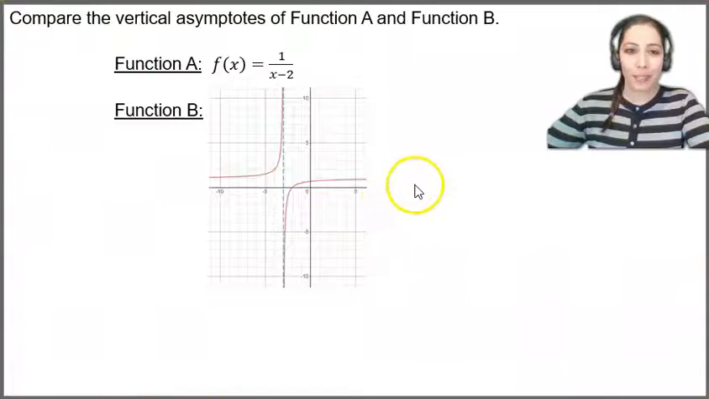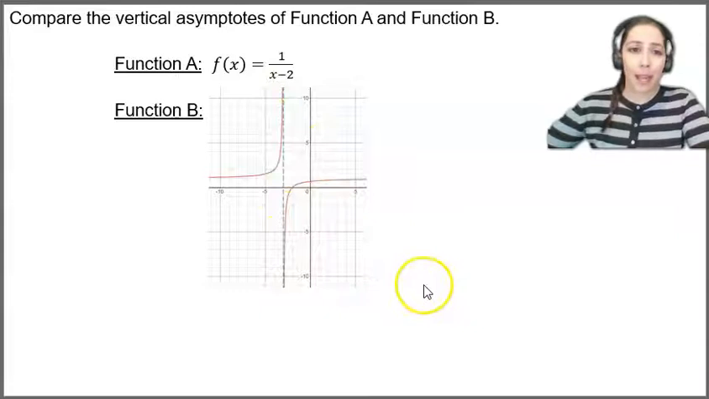Compare the vertical asymptotes of function a and function b. On function a, we have f of x equals 1 over x minus 2, and on function b, I have a graph with two branches and a vertical asymptote. How am I going to compare the vertical asymptotes of each of these functions?